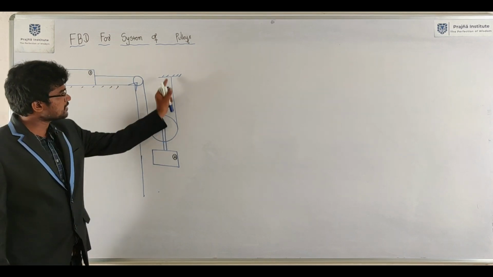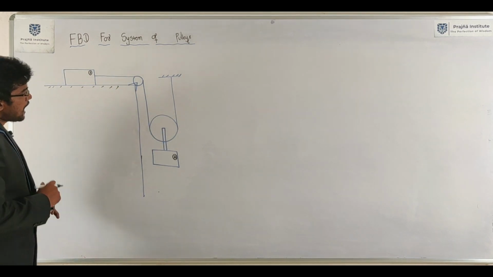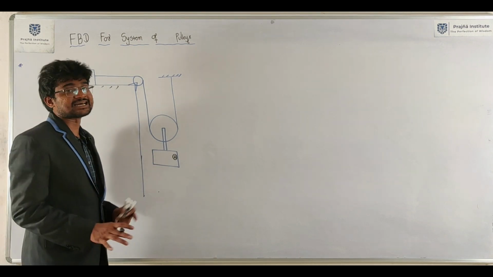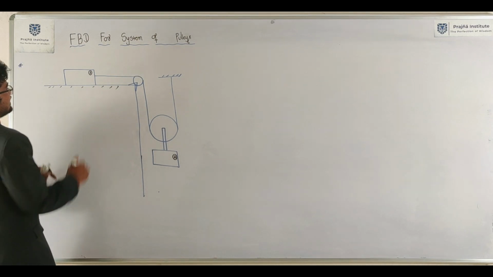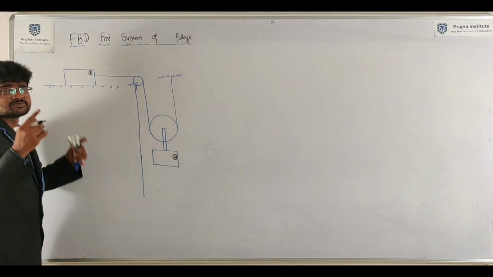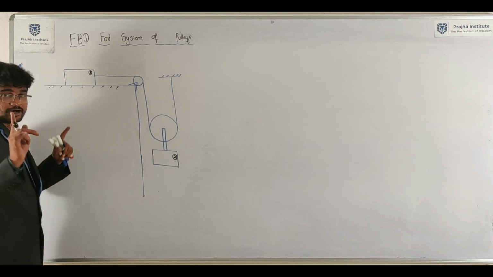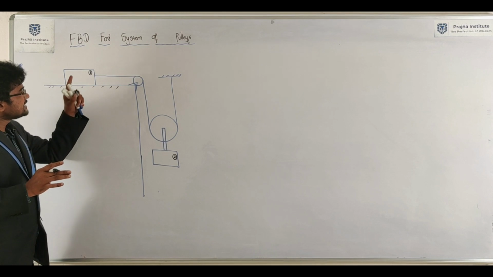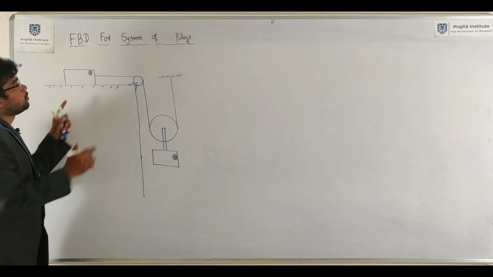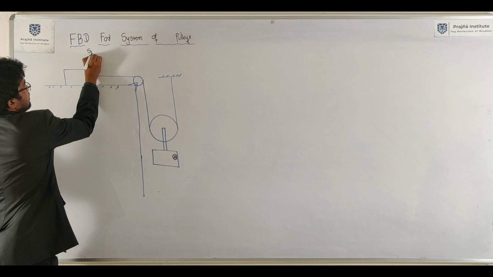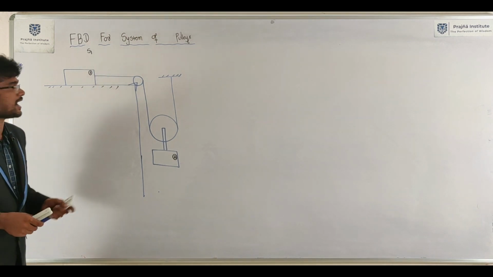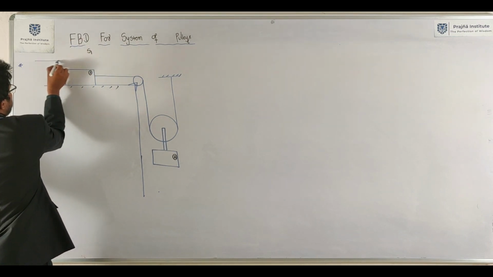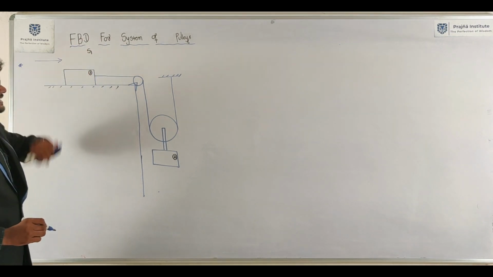Same string, same tension, and after that their accelerations are related. How are they related? Observe each and every statement. The distance moved by block 1 in this particular direction is S1.